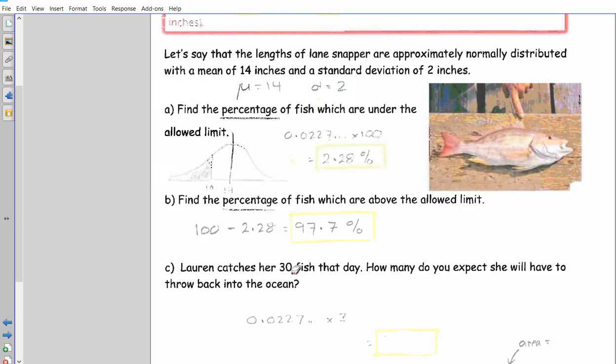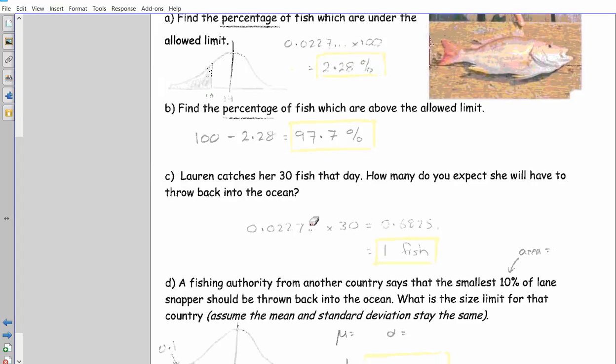Probability unrounded was 0.0227 and so on, times 30. Gives you roughly 0.6825. So approximately 1 fish maybe, if you have to say a whole fish. So remember, when you're asked to work out the expected amount, take the probability as a decimal and times it by how many fish in total there were.